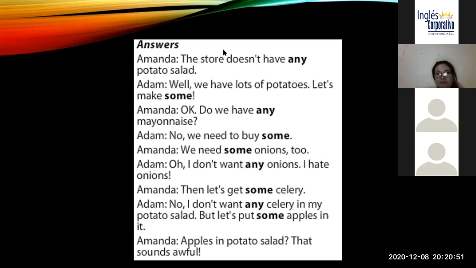No, I don't want any celery in my potato salad, but let's put some apples in it. Apples in potato salad, that sounds awful.